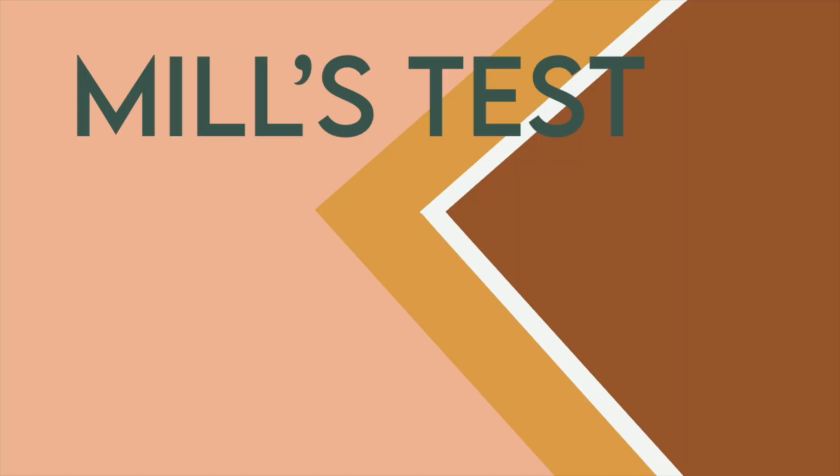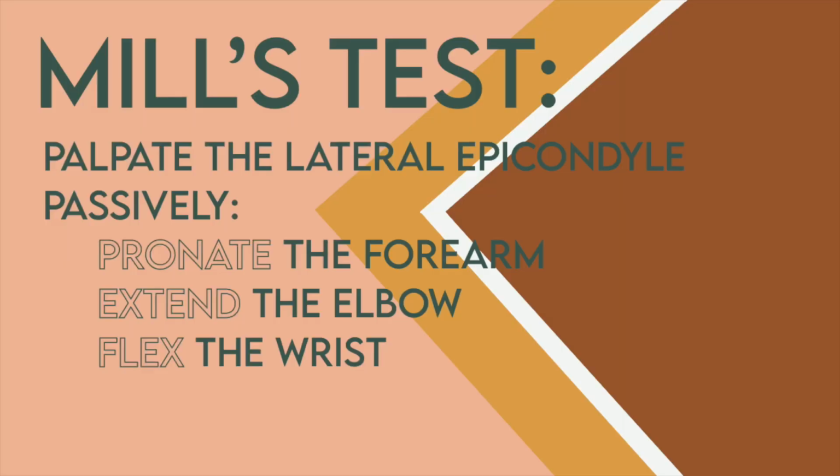So first off, Mills test. This test is best done usually with the patient in a relaxed position. They're going to be seated. The examiner is going to passively move the patient through these positions. They're going to palpate the lateral epicondyle while you are doing passive forearm pronation, elbow extension, and then passive wrist flexion. A positive Mills test is going to be replication of their familiar symptoms of pain at the lateral epicondyle.